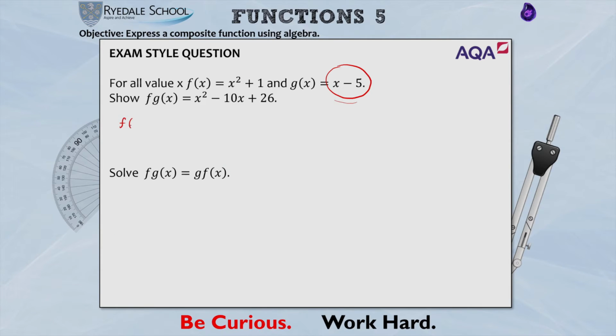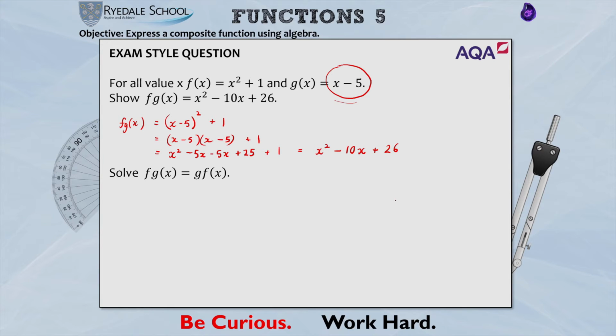So f g of x is going to be x take away 5 is what I'm substituting in, but then I need to square the whole thing and then add 1. So I can expand this using FOIL. And remember, I've got a plus 1 on the end. Looks a little bit like the difference of two squares now. But anyway, expanding, we've got minus 5x plus 25. So that's just using FOIL. And now collecting terms, we do in fact see it is x squared minus 10x plus 26.